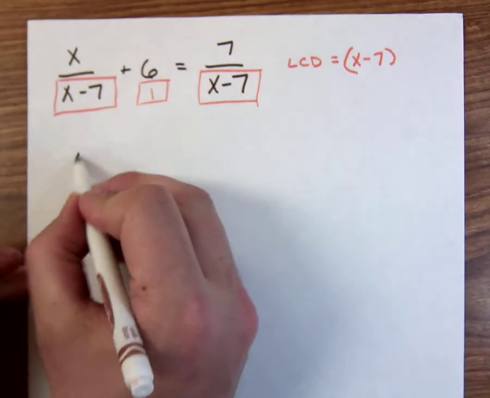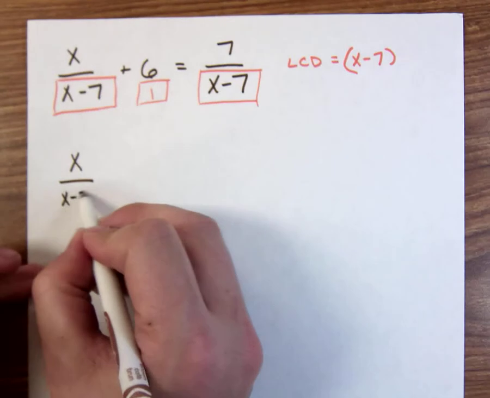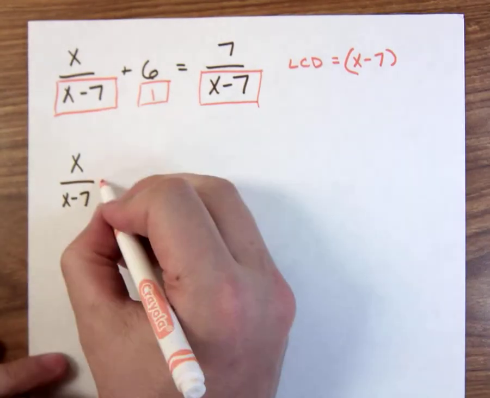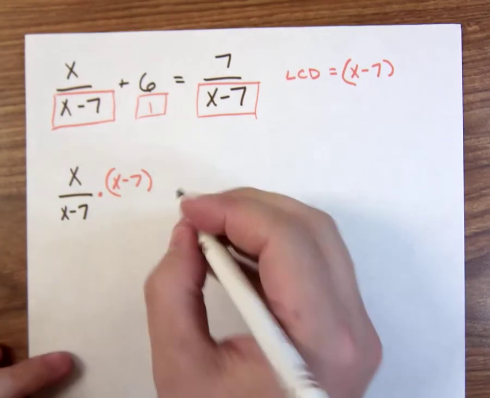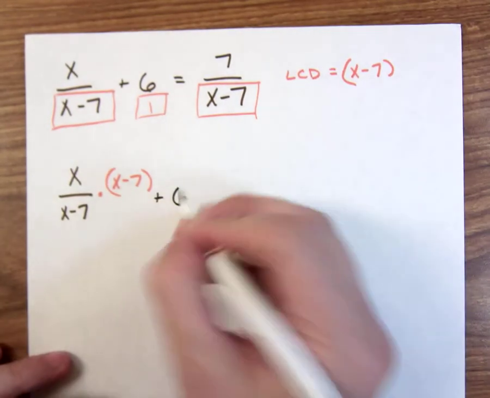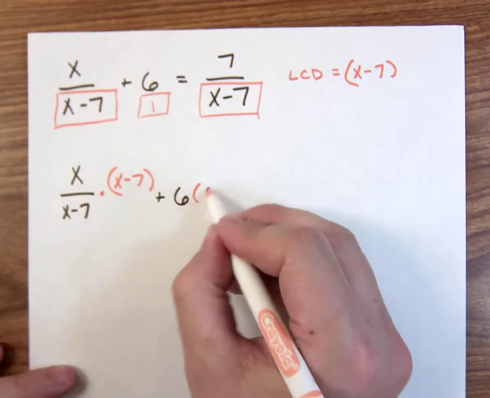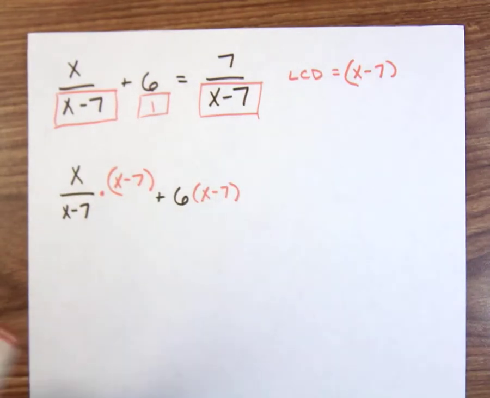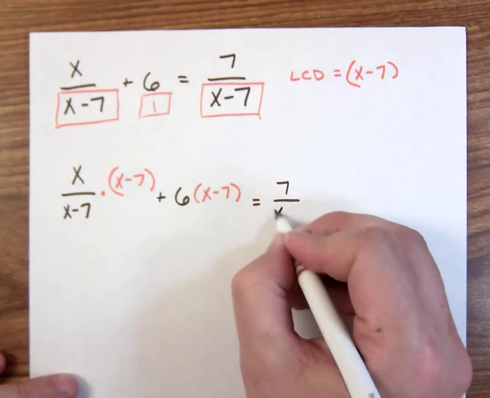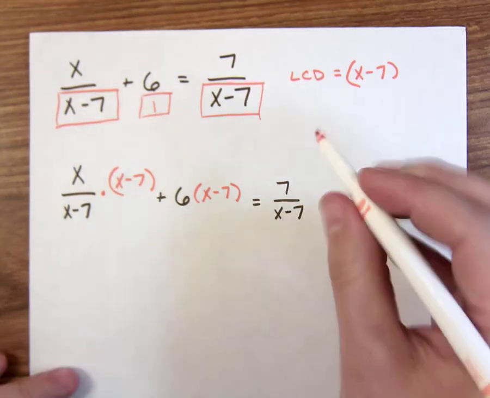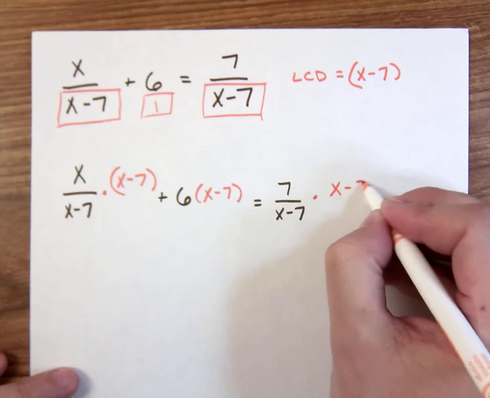So here we go. Here's the first one. X over x minus 7. That one gets multiplied by x minus 7. I'm keeping it in parentheses because it's multiplication. Plus 6, that gets multiplied by x minus 7. Equals 7 over x minus 7. That gets multiplied by x minus 7.